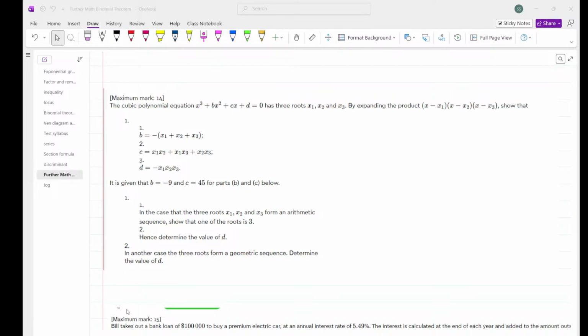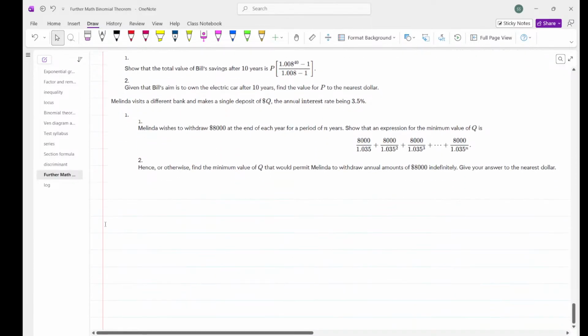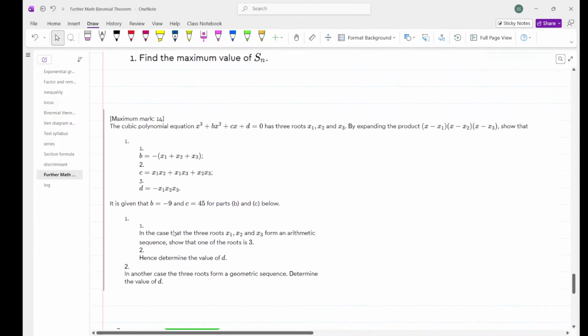Okay. Wait, wait, wait. The cubic polynomial is this, by expanding. Show that. Log is also in our syllabus, right? Yeah, logarithms are there. Okay, so let us do this question first.